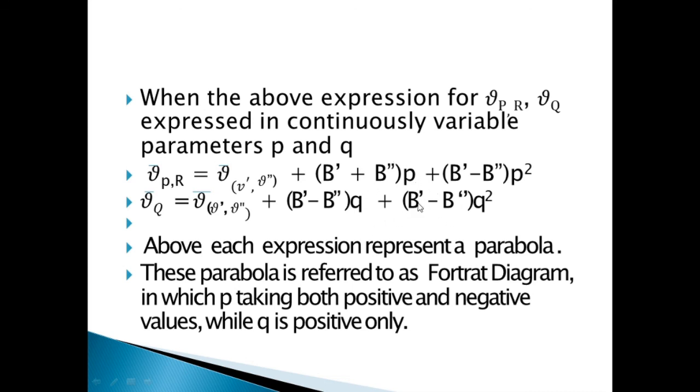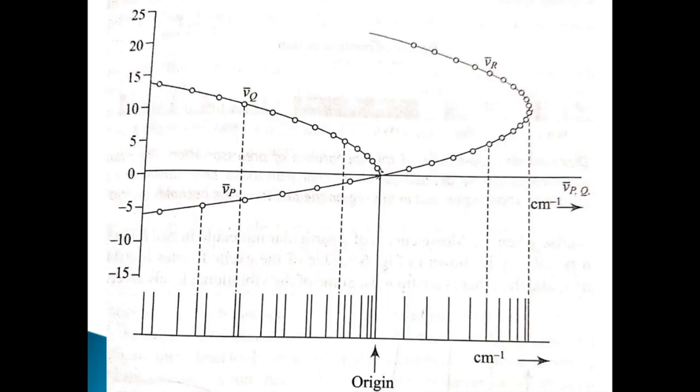This expression represents a parabola. This parabola is referred to as the Fortrat diagram, in which P takes both positive and negative values while Q is only positive. This is the PR parabola, corresponding to the first expression. This parabola corresponds to the second expression. These are positive values for the R branch and negative values for the P branch.